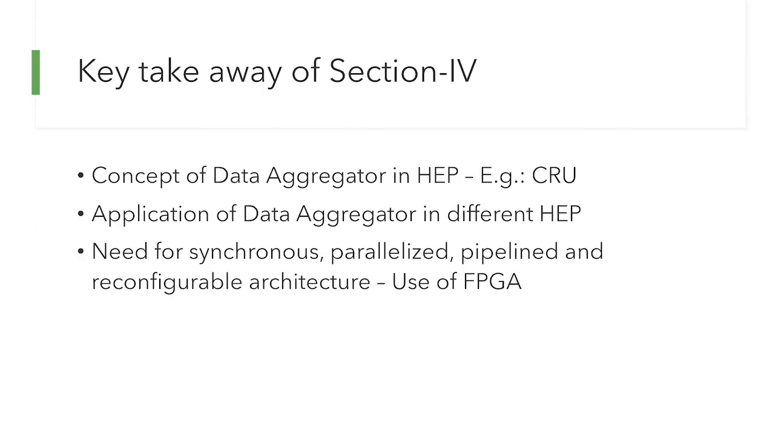So the key takeaway of this section 4 is the data aggregator in high-energy physics: how the concept of data aggregator is used in high-energy physics, for example in the CRU; the application of data aggregators in different high-energy physics experiments; and the need for a synchronous, parallelized, pipelined, and reconfigurable architecture, which is called the FPGA. And I forgot to mention the full form of FPGA: field programmable gate array. And remember, the word field is used here not because of magnetic field, but because it is in the actual field. That's why it is called field programmable gate array.